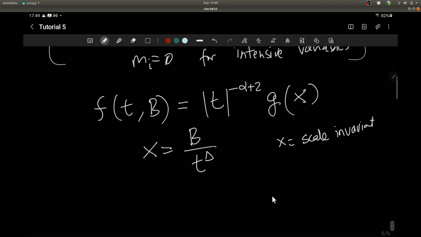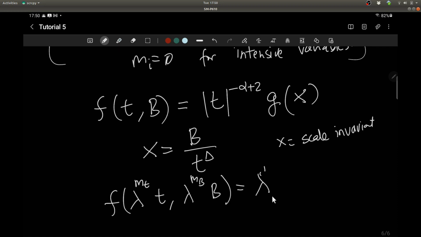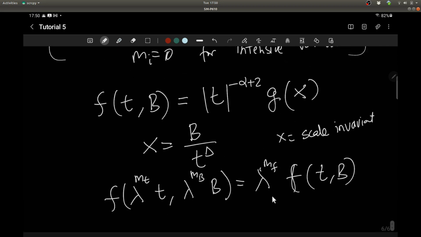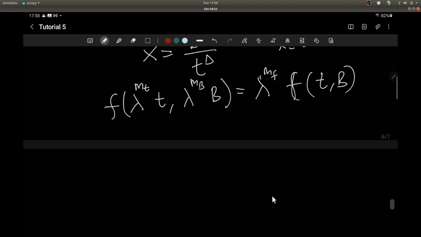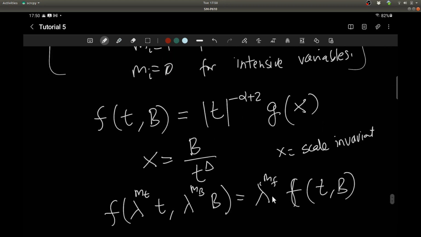Okay, so what would delta be? So suppose, let's say lambda power mt times t, lambda power mb times b, should be equal to lambda power mf times f of t and b. Okay, so if you want to compare with all these things, so first thing is, what is it I want to say?